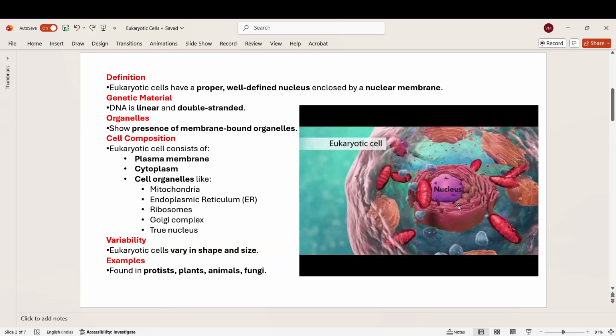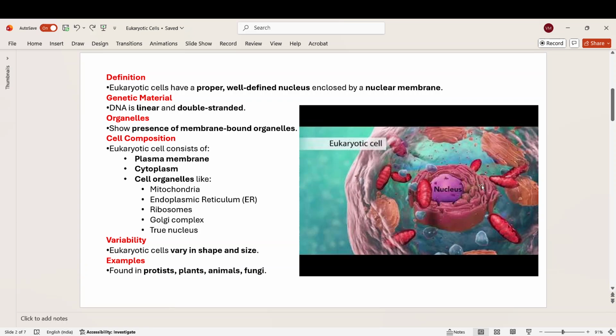These are the advanced, complex cells that make up almost all living organisms you see around you, from plants to animals, fungi, and even many protist-like organisms. First, eukaryotic cells have a well-defined nucleus. This means their genetic material is enclosed by a nuclear membrane, protecting it and keeping it organized, as we can see in this image. Their DNA is linear and double-stranded, which helps in efficient regulation and storage of genetic information.